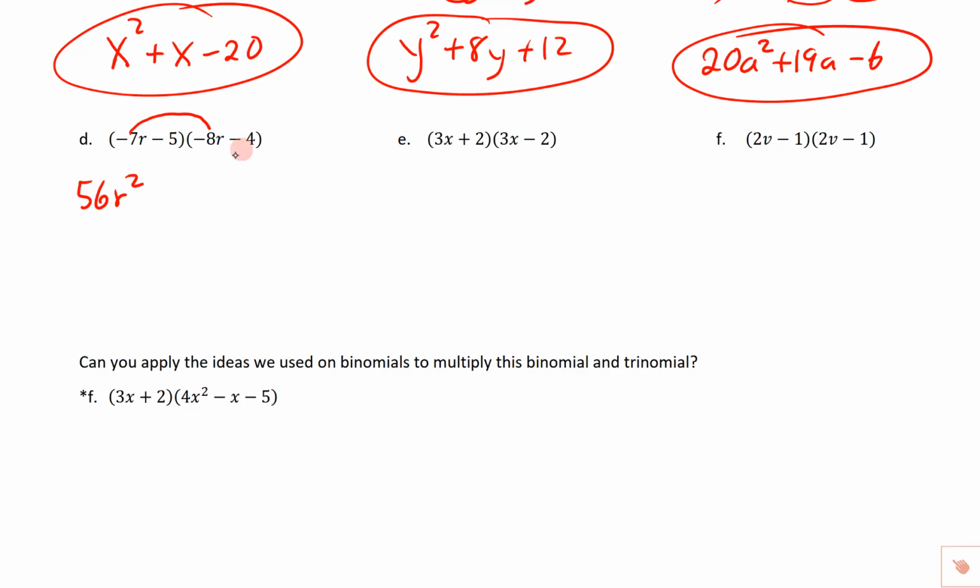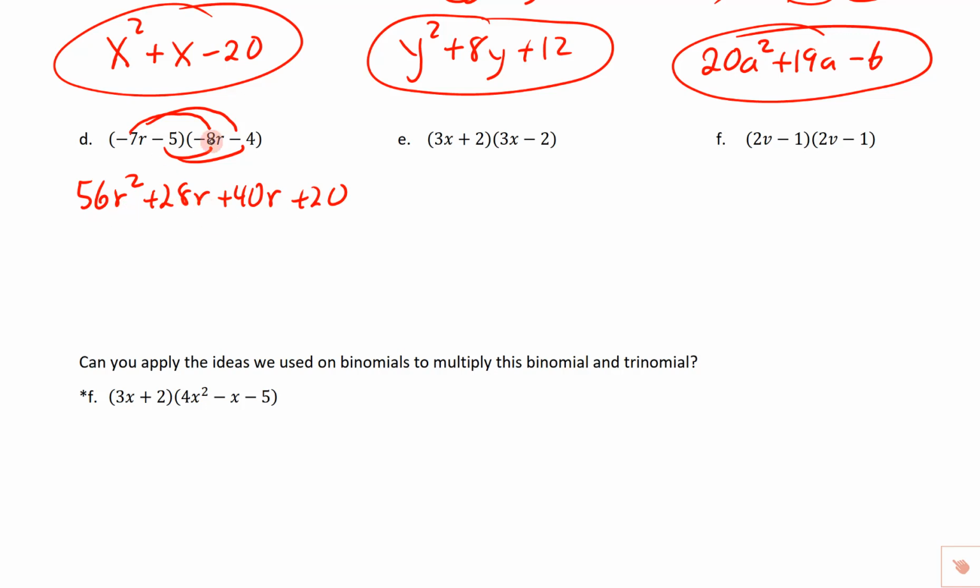Negative 7r times negative 4, that's going to be plus 28r. We've got negative 5 times negative 8r, that's going to be plus 40r. And, oh, I forgot to draw the lines right there. Okay, kind of getting carried away here. So we got the 7 times the 8, good there. The 7 times the 4, good there. Of course, we're dragging those r's along for a ride. And then we've got a negative 5 times a negative 4, so that's going to be a plus 20.